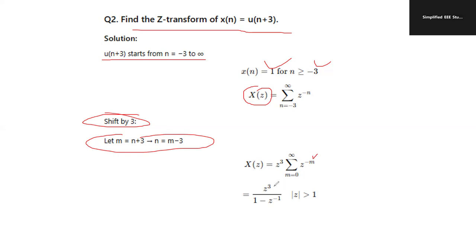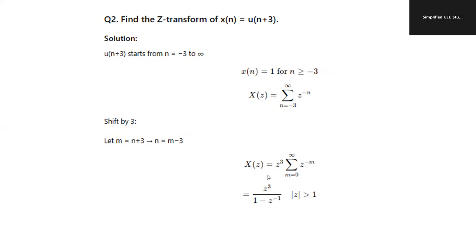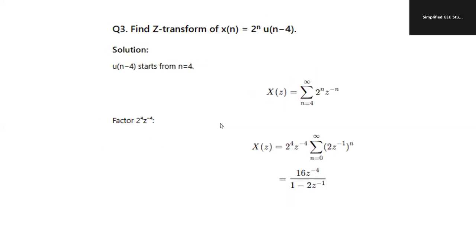This is very simple. If you elaborate, you will be getting z cube by 1 minus 1 by z, or z cube by 1 minus z to the power minus 1, where the magnitude of z is greater than 1. Also you can represent it diagrammatically. Better draw the diagram and represent it so that you can convey it to the examiner in a convenient way.